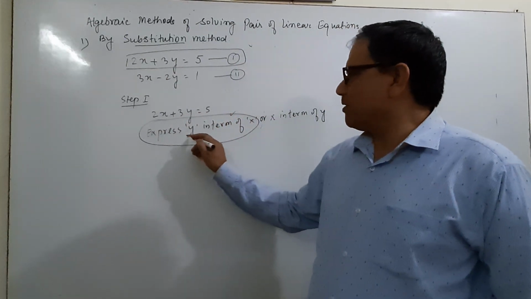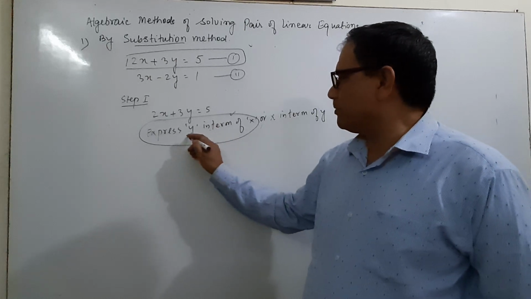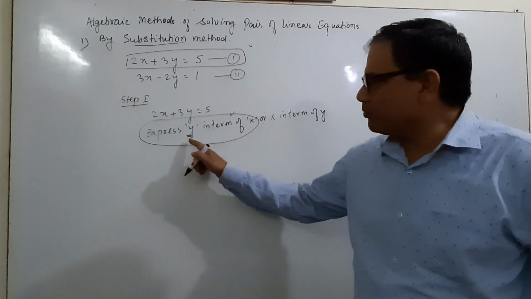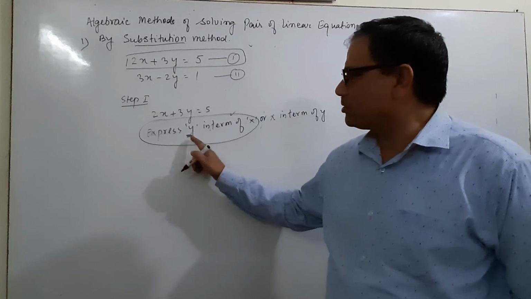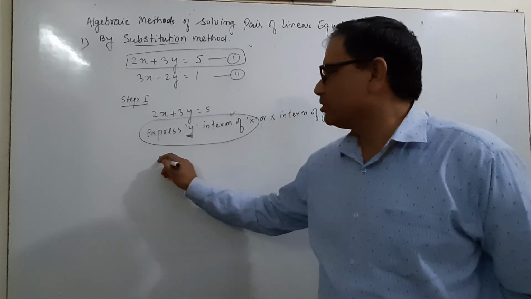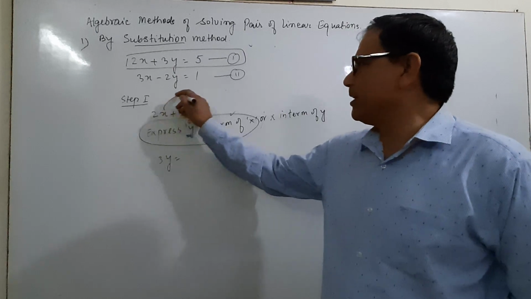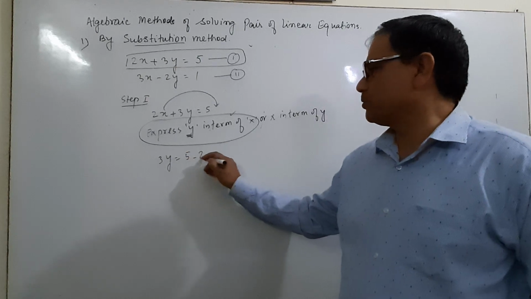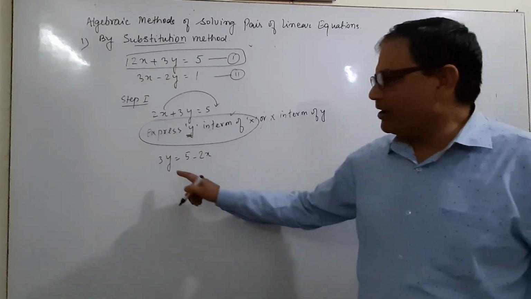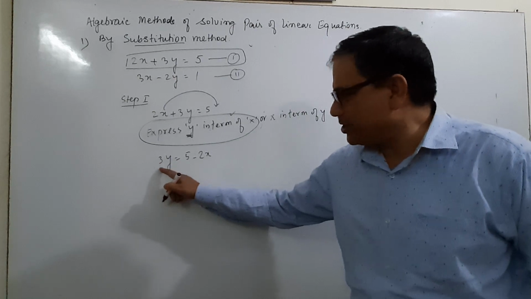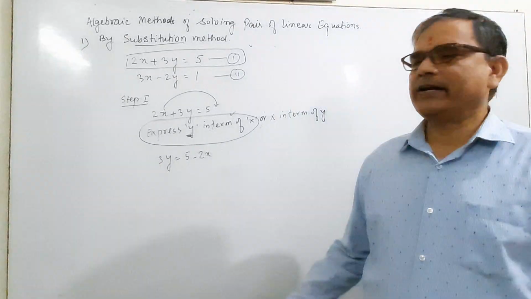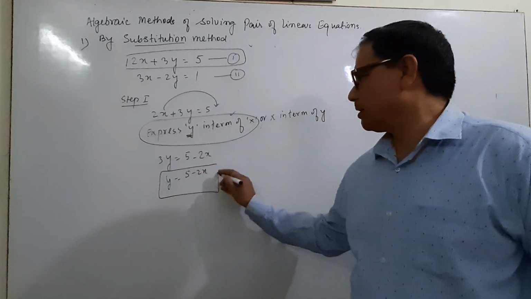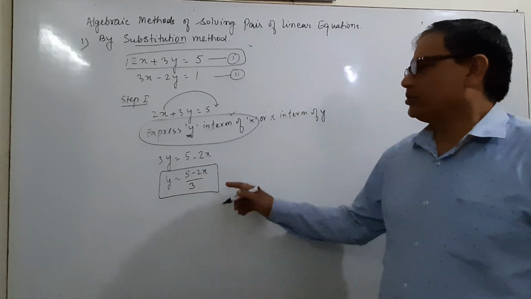When we express y in terms of the variable which comes after 'in terms of', we have to write y on the left side. So 3y is equal to, here we transfer, 5 minus 2x, and this 3 multiplied with y will be divided, so y is equal to 5 minus 2x upon 3.